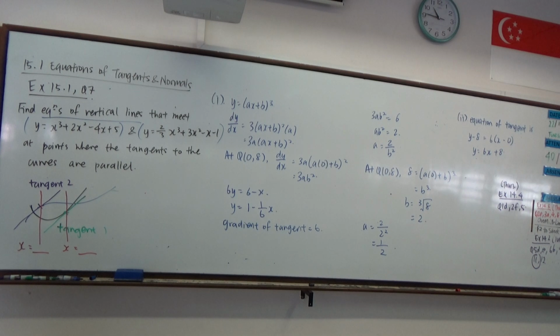Not both curves. These tangents are separate. They are just parallel to each other. It doesn't mean that they are the same tangent. So in this case, they are different tangents. We are trying to find the points on the curve, in particular the x coordinate of the point. You understand?